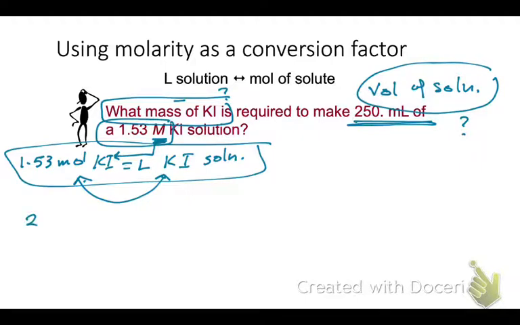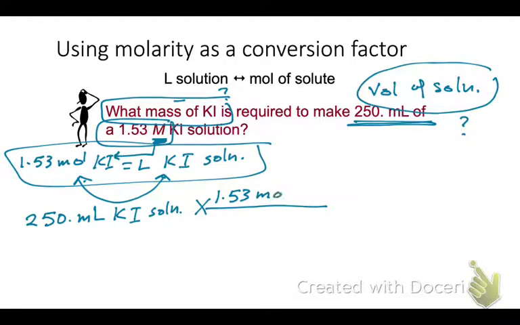If I have 250 milliliter of potassium iodide solution, I'm going to use the molarity conversion factor to take that into moles. I will say there are 1.53 moles of potassium iodide for every liter, or I can make my life easy and say for every 1000 milliliters, so I can immediately cancel with the milliliter of potassium iodide solution. This came from the fact that every liter is equal to 1000 milliliter.